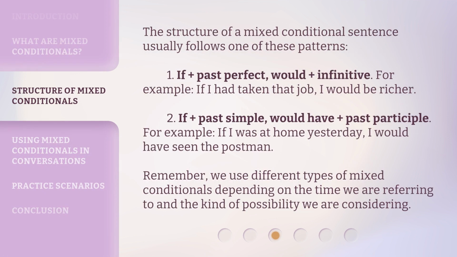The structure of a mixed conditional sentence usually follows one of these patterns. 1. If plus past perfect, would plus infinitive. For example, if I had taken that job, I would be richer. 2. If plus past simple, would have plus past participle. For example, if I was at home yesterday, I would have seen the postman. Remember, we use different types of mixed conditionals depending on the time we are referring to and the kind of possibility we are considering.